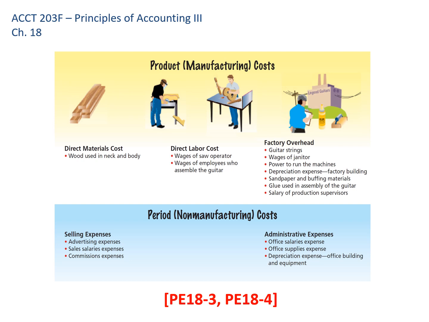So the last slide I'll cover in this part of the lecture is just some more details of product versus period cost. In the example on the top there, product cost would be the wood. This is a guitar factory, so wood used in the neck and body of the guitar. Direct labor cost would be the saw operator and the assembly people. And then factory overhead would be guitar strings, wages of the janitor, all of those other things about the factory.